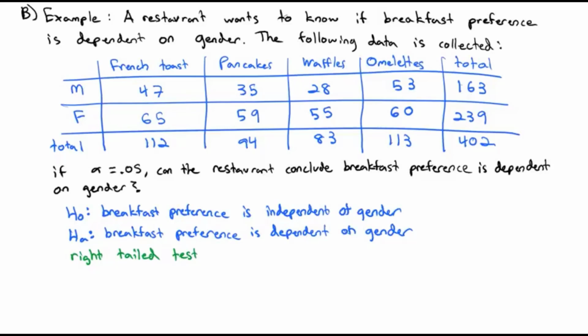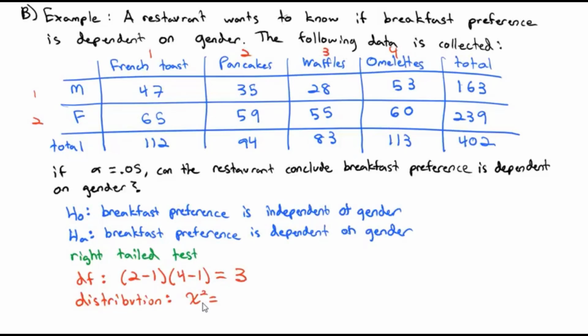And our degrees of freedom to help us calculate the actual distribution is going to be the number of rows. We've got 2 rows. Don't count the total. 2 rows minus 1 times the column. Don't count the total again. 1, 2, 3, 4 columns minus 1. Which gives us 1 times 3, or 3 degrees of freedom. Our distribution for our chi-squared statistic is a chi-squared with 3 degrees of freedom.